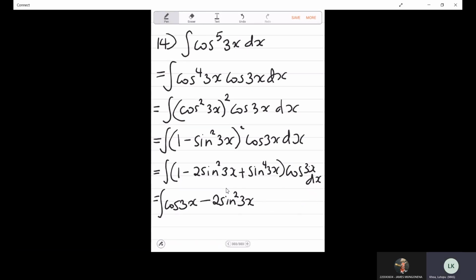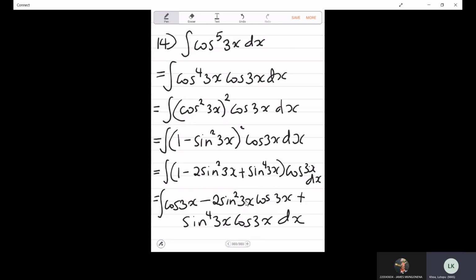So this is cos 3x plus sine to the power of 4 of 3x cos 3x dx. Okay, so you multiply out the brackets. Make sure you do that correctly. Then after that, you can now integrate. So we know the integral of cos 3x is just sine 3x divided by 3.